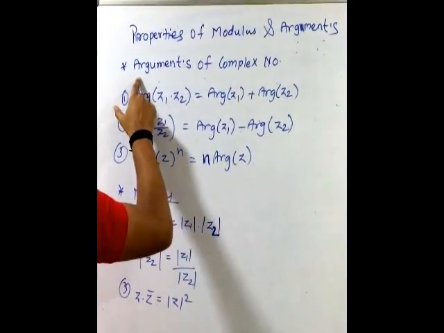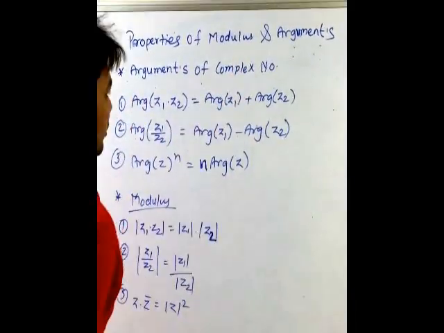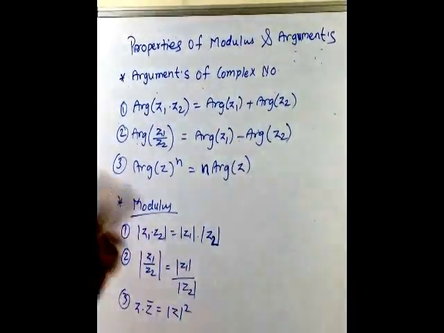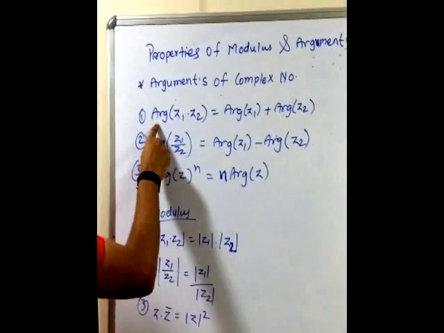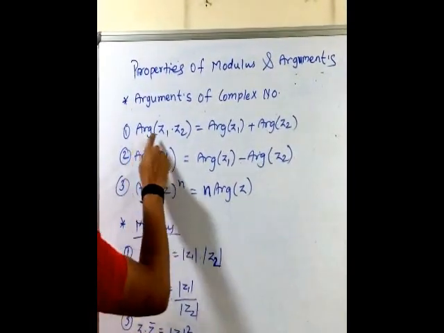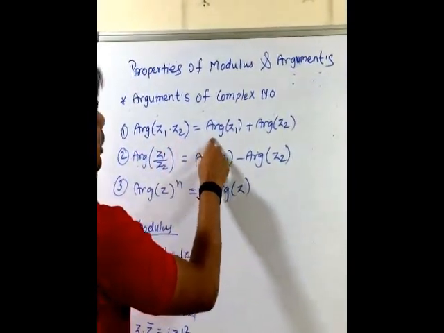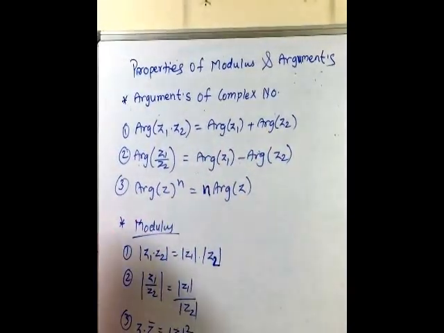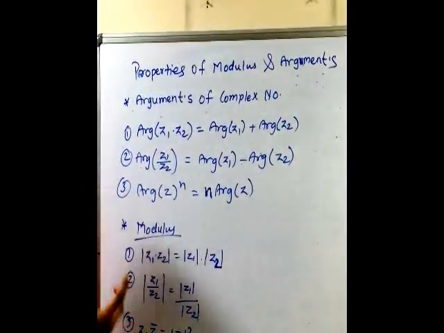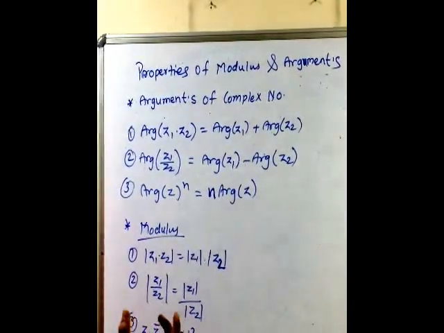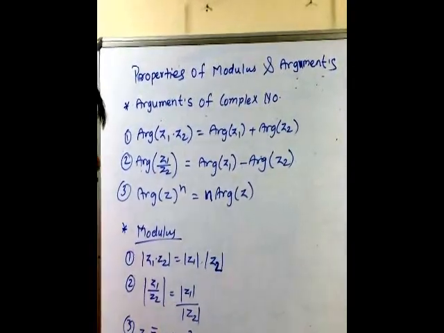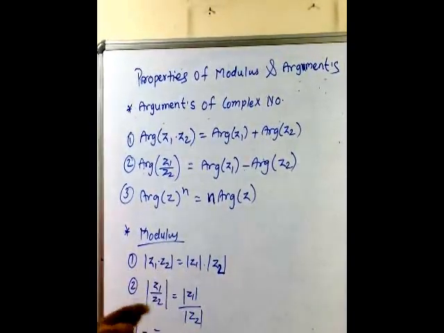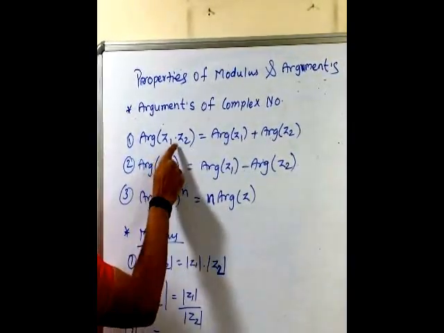So the first one, the arguments of complex numbers. Suppose we have two complex numbers, z1 and z2. What is the argument of that complex number? The argument of z1 into z2 is equal to the argument of z1 plus the argument of z2. Suppose we have two complex numbers, z1 and z2, and we are going to multiply them, that is z1 into z2.